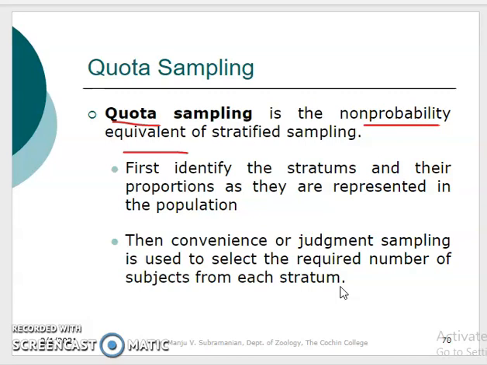So once again, in quota sampling, we first make a survey of public opinion, and then we identify certain groups or strata for collecting the data for the study. That means we will be using a convenience type or judgment type of sampling.